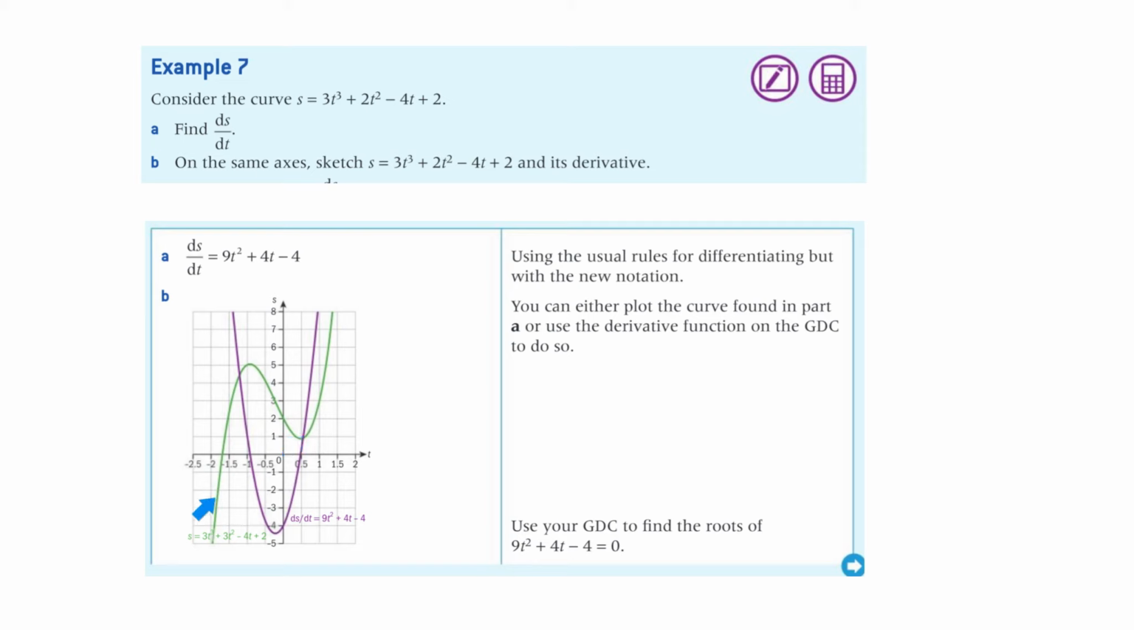And then that's the actual original one. Now, how do we know that's the original one? Because that's a cubic. Okay. How do we know this is the derivative function here, the purple one? Because it looks like a parabola, and we know a parabola's got the squared term in it.